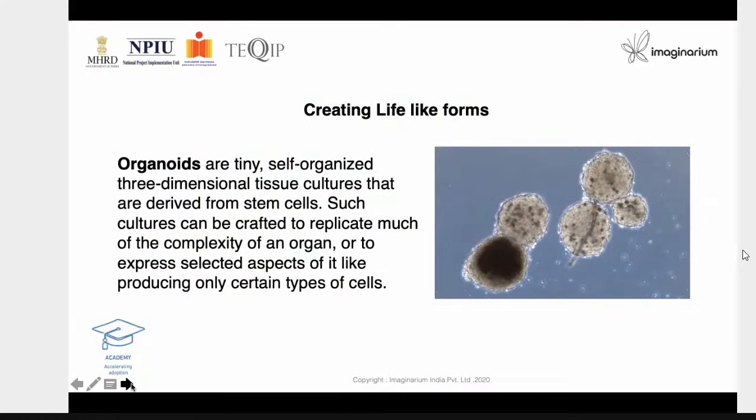So this is what we talked about in the beginning of this talk. Organoids are tiny self-organized three-dimensional tissue cultures that are derived from stem cells. Okay. And they can be groomed into a particular function, in which case this is like a heart. You can see the twitching action.